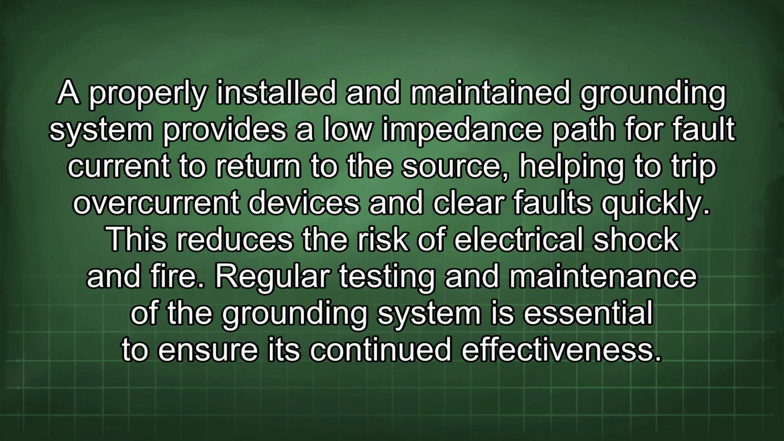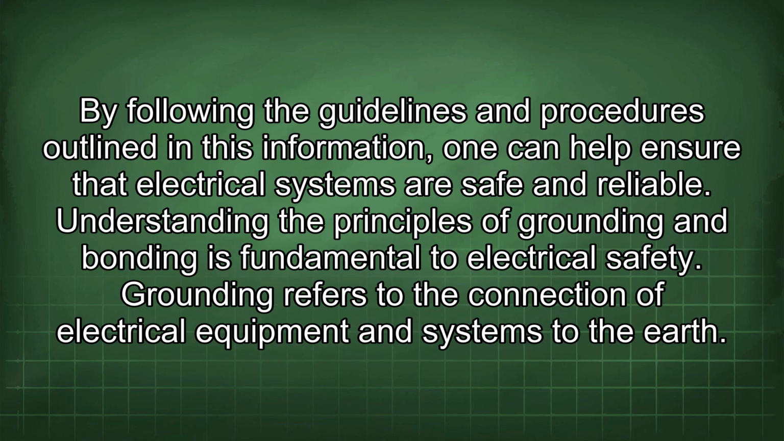Grounding systems are critical for electrical safety. A properly installed and maintained grounding system provides a low impedance path for fault current to return to the source, helping to trip overcurrent devices and clear faults quickly. This reduces the risk of electrical shock and fire. Regular testing and maintenance of the grounding system is essential to ensure its continued effectiveness. By following the guidelines and procedures outlined in this information, one can help ensure that electrical systems are safe and reliable.